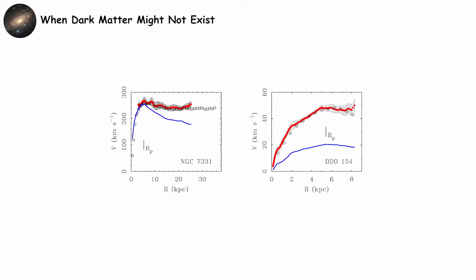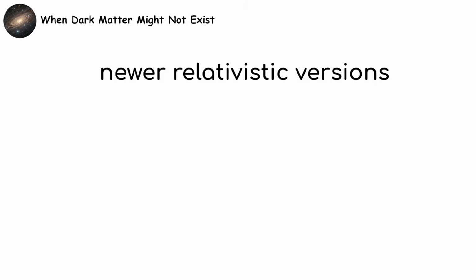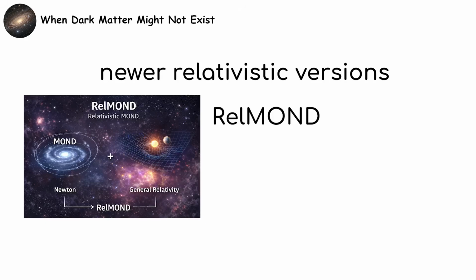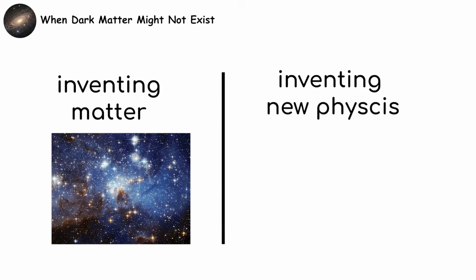For a long time, MOND was dismissed because it couldn't explain things like the cosmic microwave background or large-scale structure formation. But newer relativistic versions, including one called RELMOND, have started reproducing cosmological observations by introducing a new field that acts like dark dust. This blurs the line entirely between inventing new matter and inventing new physics.